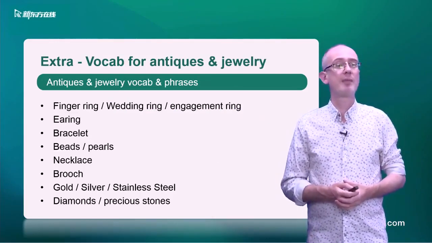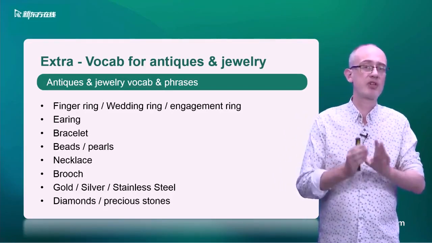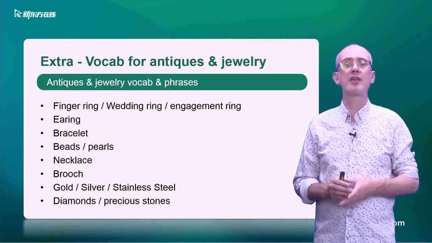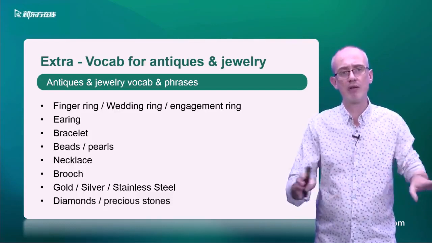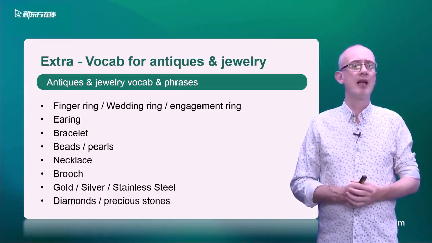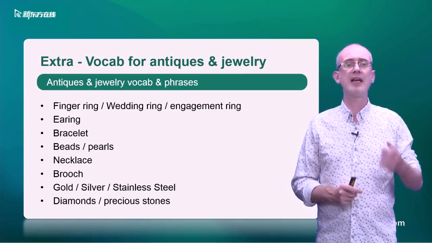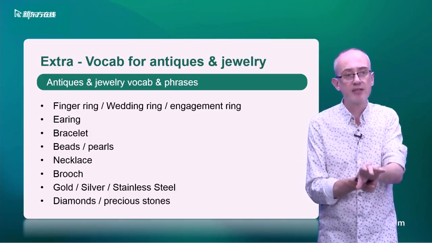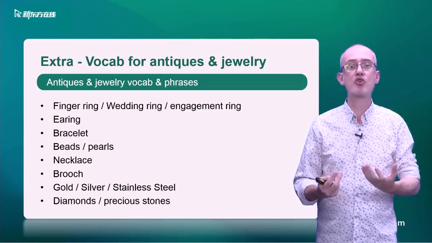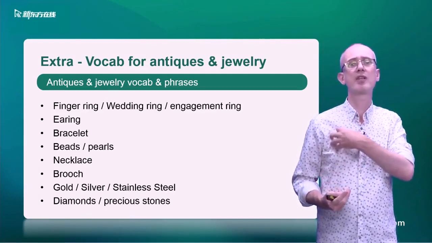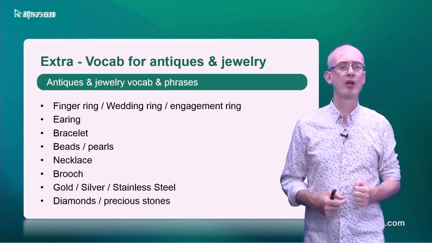So, extra vocab for antiques and jewellery. A little change of topic here, just to give you some vocab for talking about antiques or jewellery. You don't need anything complicated, but a few that cover them nicely will help you. A finger ring, a wedding ring, an engagement ring. An earring, a bracelet, beads or pearls, a necklace, a brooch, a metal object, sometimes with a stone, that ladies pin in their clothes.